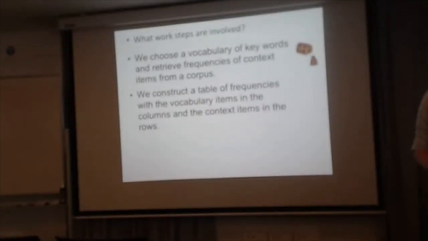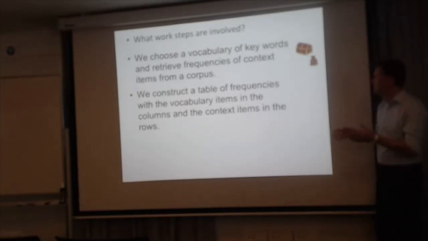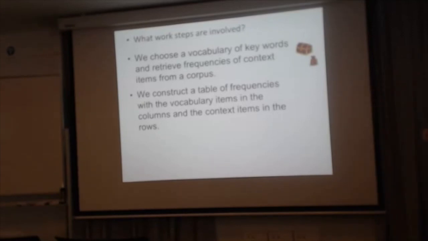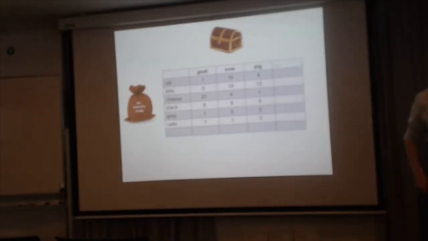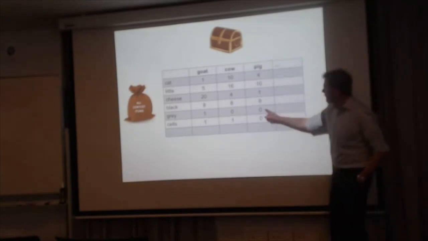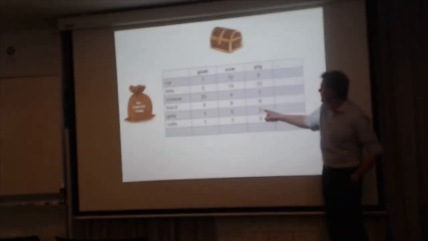Right. So we've chosen a vocabulary of keywords. We've retrieved frequencies of context items from a corpus. And the next thing to be done is the construction of a table of frequencies with the vocabulary items in the columns and the context items in the rows. This can be the other way around, but you have to make a choice there. So this would be the vocabulary items, the context items, and then all the co-occurrence frequencies in the cells. And you notice that some cells are empty. So pig does not co-occur with gray in the sample.